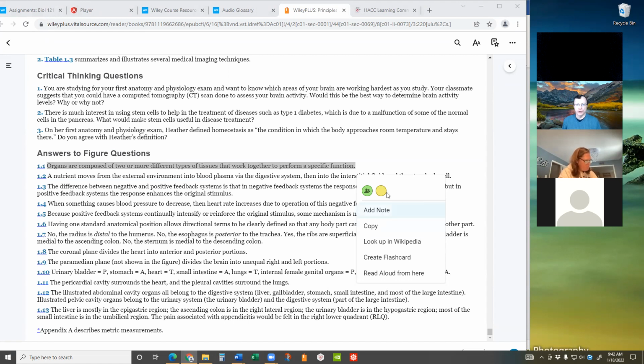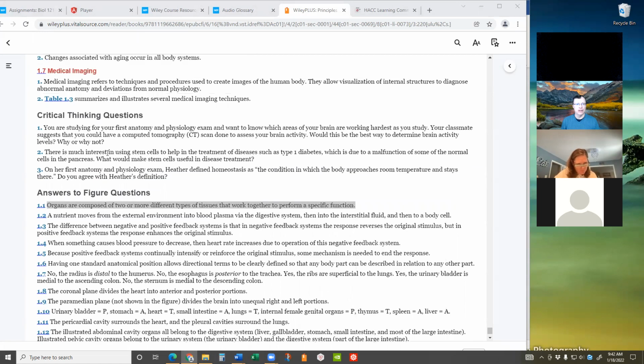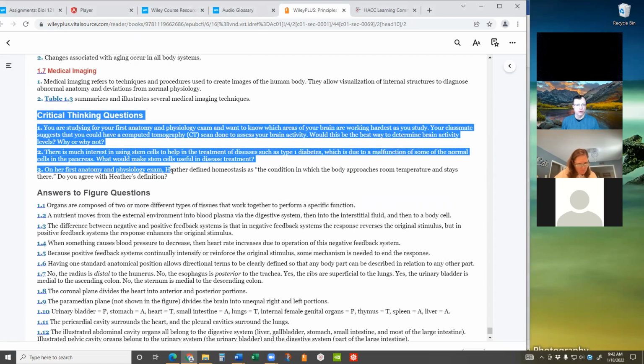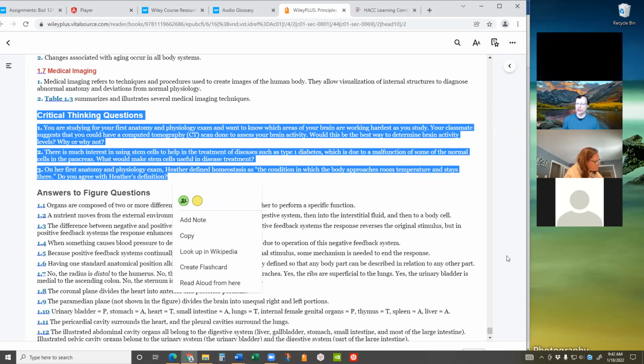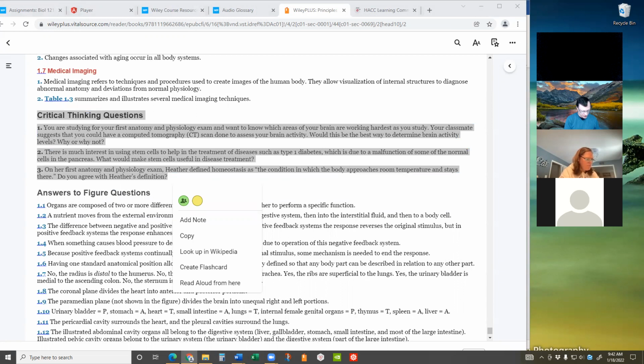Okay. Also, while we're here and while it's on the screen, do you see that there are also some critical thinking questions? Critical thinking questions are present at the end of each chapter, and they are answered at the back of the entire textbook. Okay, so hold on a second, in the chat window: critical thinking questions are answered at the back of the textbook.